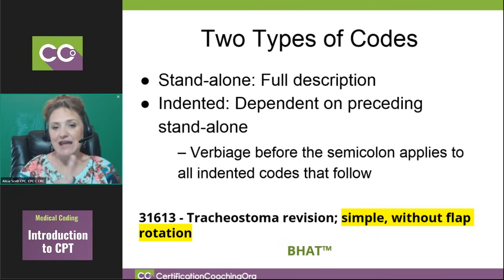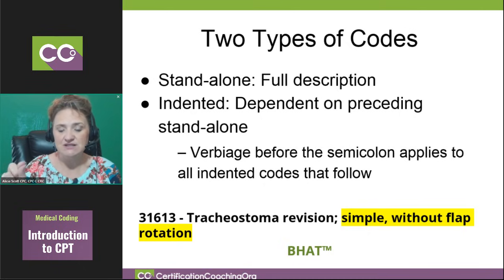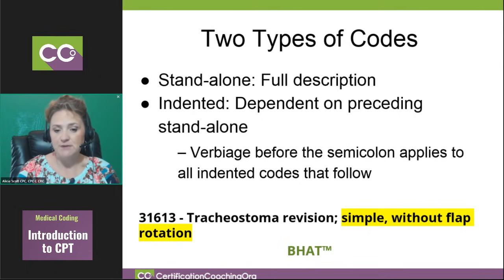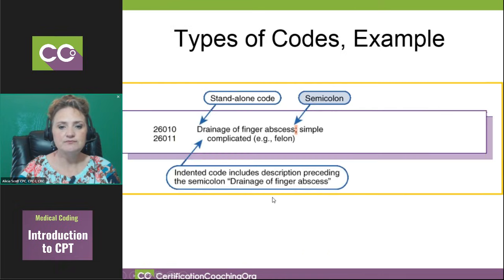So there's a difference, and you have to be able to know the difference. By highlighting after the semicolon, you'll say, oh no, this is simple. Yep, that's what this description says, but this one says without flap rotation. Oh, so it is 31613, and let's suppose that 614 is simple with flap rotation. No, that's not the one I want to use. Okay, so be very aware of that. That's the BAT technique, and it's going to help you code to a higher specificity and be much faster.